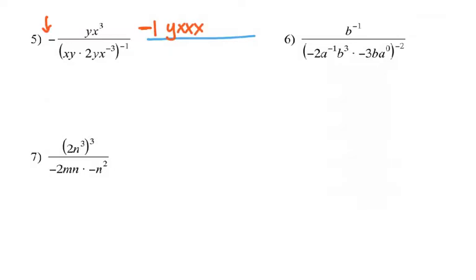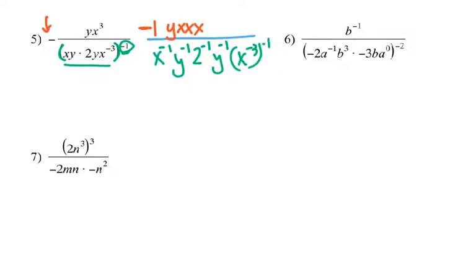Now on the bottom, because the parentheses are just around here and then I have this power, I'm going to need to get this power distributed out. So everything down here gets a -1 power. So I have x to the -1, y to the -1, 2 to the -1, y to the -1, and then x to the -3rd to the -1. So we'll talk about that part in a second.